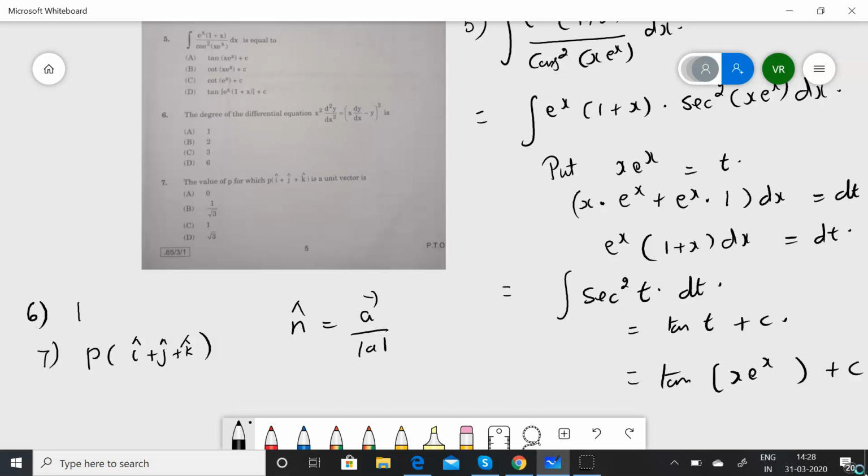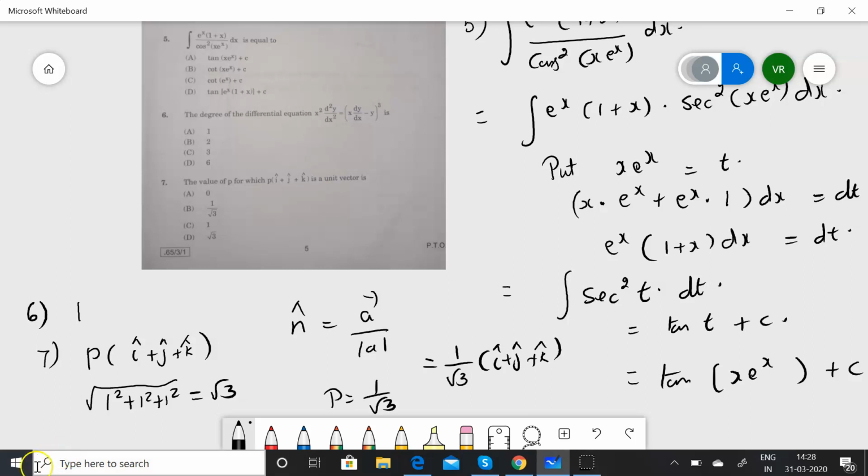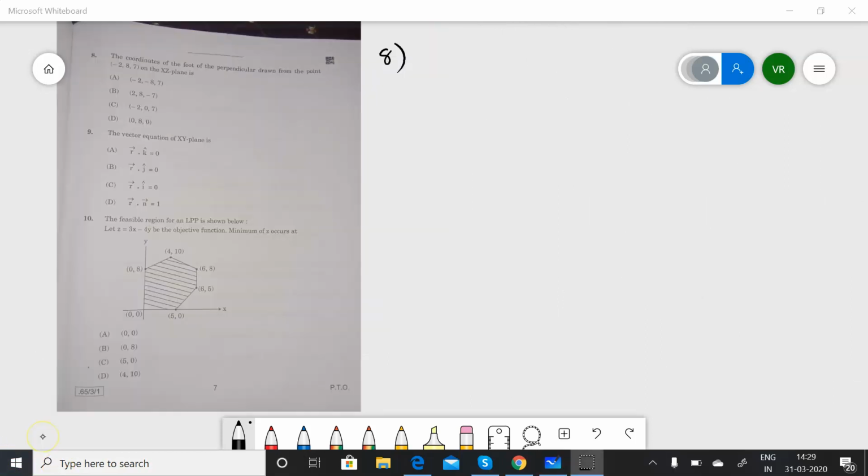Now let us find the modulus value of this. It is going to be 1 squared plus 1 squared plus 1 squared, which is equal to root 3. So this is now going to be 1 by root 3 times i vector plus j vector plus k vector. So the value of p is 1 by root 3. Hence, option B.